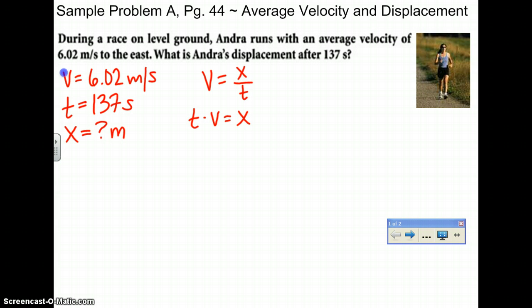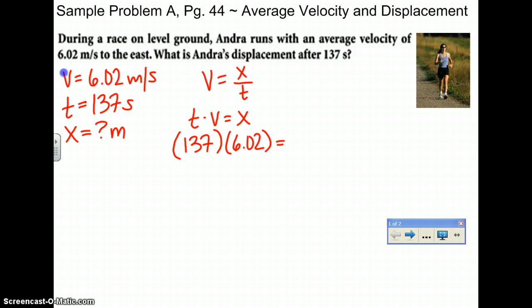All right, time out real quick. Check your variables. The units on your variables, are they good to go, or do you need to convert to anything? Well, looking them over, it seems like we are A-okay. So let's just plug in and get that calculated answer. Time is 137, and velocity is 6.02. Throw that in your calculator real quick, guys.